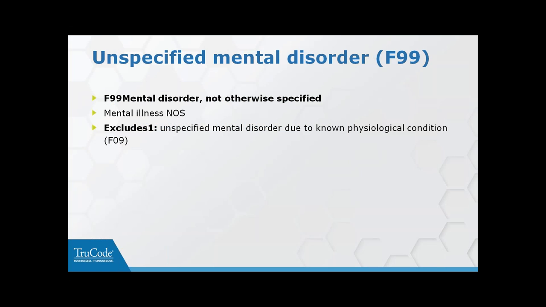Okay. The very last code in this chapter is going to be your F99, which is a mental disorder not otherwise specified. It is just any kind of a mental illness. So if your doctor does say this patient has a mental illness, mentally disturbed, something like that, it's not going to be a code that you're going to use very often, but it is kind of a catch-all code. And as I mentioned earlier, that is one of the nice things about ICD-10, or even the ICD system in general, that it does have a code for everything.